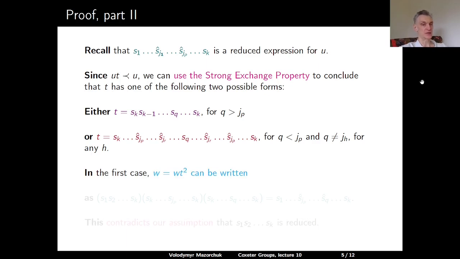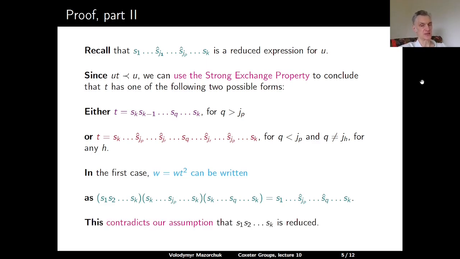So in the first case, we can compute that w, which is equal to wt squared, can be written as follows. We take s_1, s_2, and so on up to s_k, that's an expression for w. Then we have the expression for t, which is s_k and so on, all the way down to s_jp, and then all the way up to s_k. And then we have the new expression, s_k all the way down to s_q and all the way up to s_k. We remove s_jp and s_q, and in this way we get a shorter expression for w. But this of course contradicts our assumption that the original expression for w was reduced.